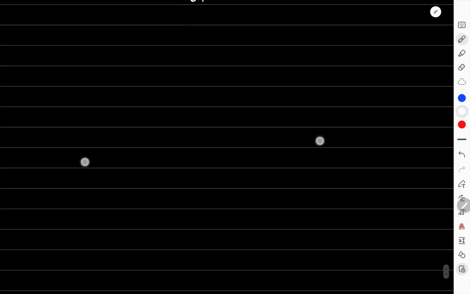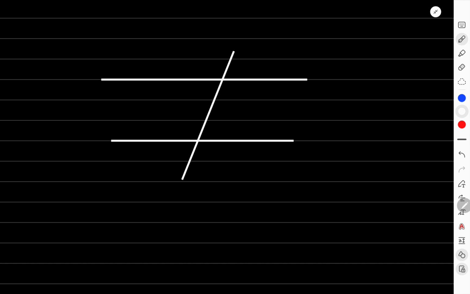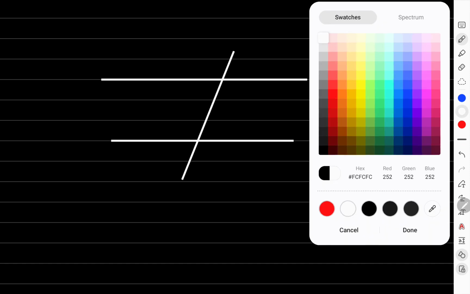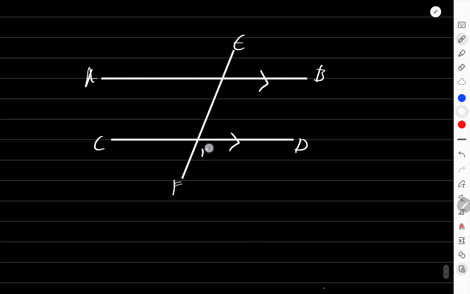Now, let me draw another structure. I have a structure like this one. I'm required to find the value of X and the value of Y, given that the lines are parallel. So if the lines are parallel, I have line AB, which is parallel to line CD. I have E, EF. Parallel, it's shown by these arrows. I'm given this angle is 121 degrees. I have X, I have Y. I'm required to find the value of X. I'm also required to find the value of Y.